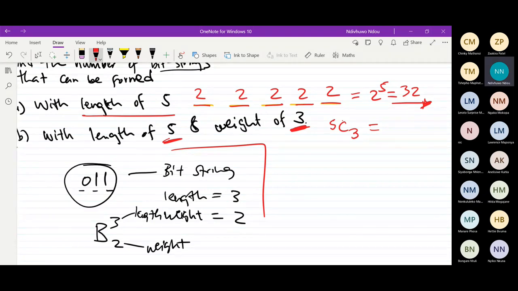Just say 5, choose. There's an option for choose on the division key, which you can click. It is a C, and this C can appear on your calculator. You press 5, then you press Shift, and you press divide. It will show you C on your calculator. Then you press 3, and it will give you the answer of 5 choose 3, which is 10. So it's only 10 of those bit strings that can be formed with a length of 5 and a weight of 3.